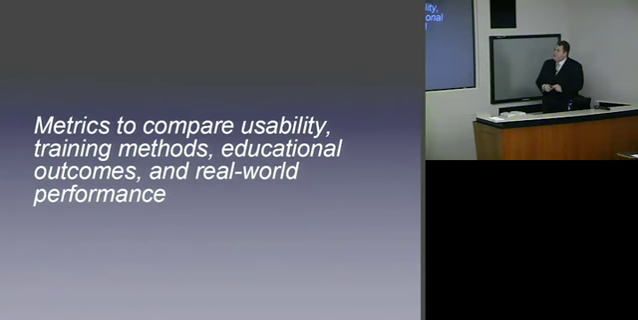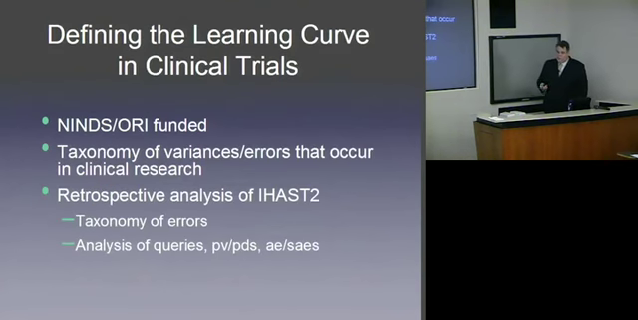So we wondered if this same phenomenon might occur in multiple clinical trials, and we proposed to develop metrics in order to be able to compare various clinical trials, both to look at usability, but also our educational interventions. We received a grant from the Office of Research Integrity and NINDS to start building a taxonomy of not errors, but variances that occur in clinical trials. We called it variances because not every protocol violation deviation represents an error.